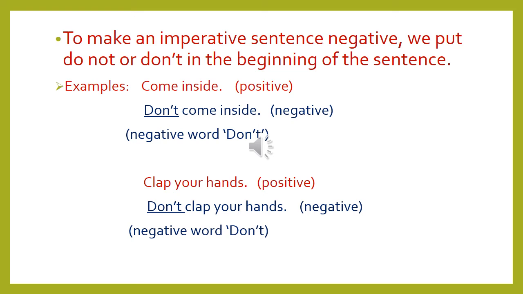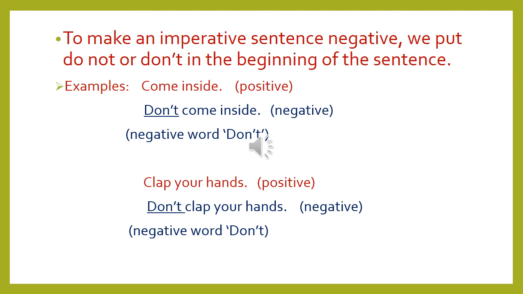For example, come inside. This is a positive sentence. To make it negative, we have to add don't in the beginning. Don't come inside. So this is the negative word don't in the beginning of the sentence.